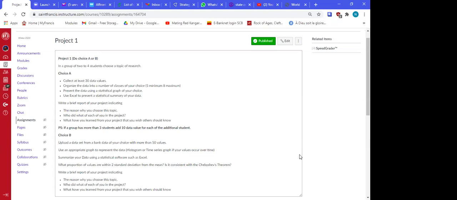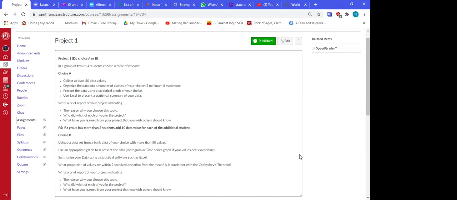Evidence for collecting data value is listing the values. So you get full marks for collecting data by listing the values. Don't just say, I collected the amount of time people spend maybe driving or sleeping or eating or whatsoever. Then organize the data into a number of classes of your choice, minimum of 5, maximum of 8.